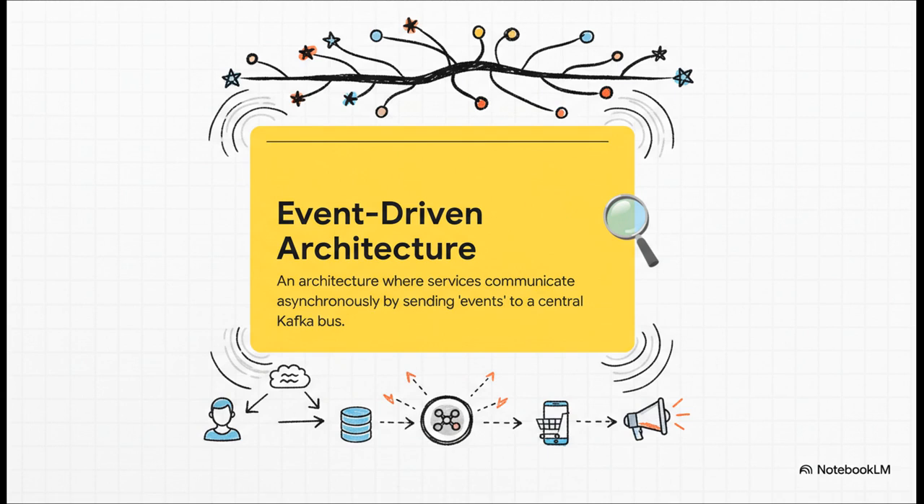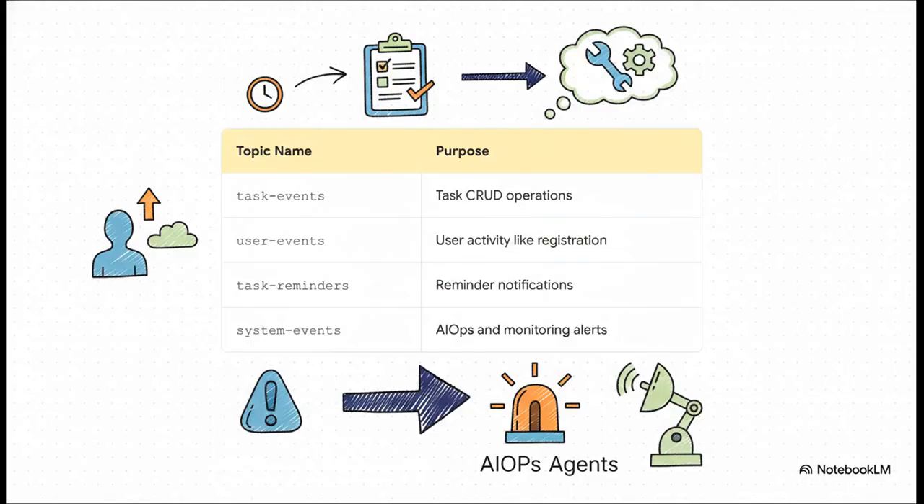And it works just like a nervous system. A new user signs up, a user-registered event fires off, and any other part of the system that needs to know about it can just listen in and react instantly. And we can see exactly how this works with these different communication channels or topics. There's a dedicated channel for task-related events, another one for user events, and, this is the important one, a channel just for system events.